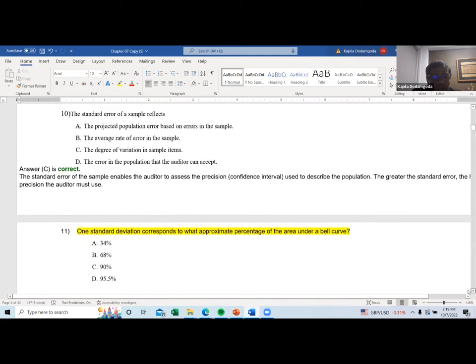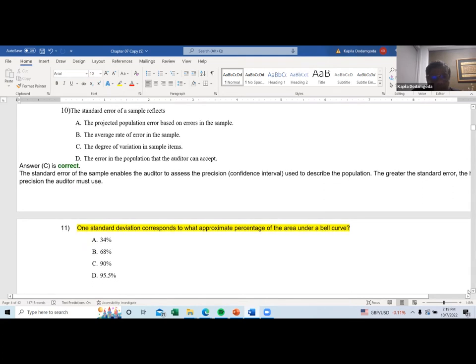What is the answer to this? One standard deviation corresponds to what approximate percentage of the area under a bell curve? One standard deviation means what percentage of area under the bell curve? One standard deviation is what percentage?